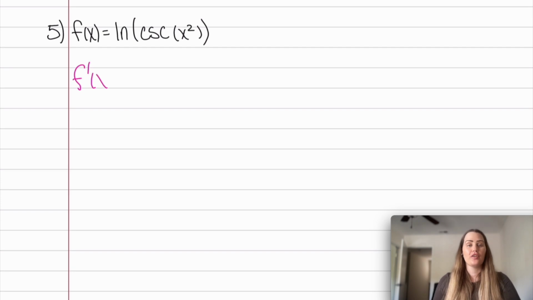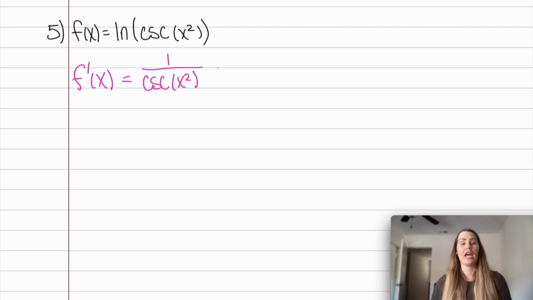Here we have a natural log function. Those are kind of fun. So for natural log, derivative is 1 over inside. So for chain rule, inside stays the same. So I'm going to have 1 over the whole inside, which is cosecant x squared. Now for chain rule, I do times the derivative of the inside. Derivative of cosecant is negative cosecant cotangent. And the inside here will stay the same.